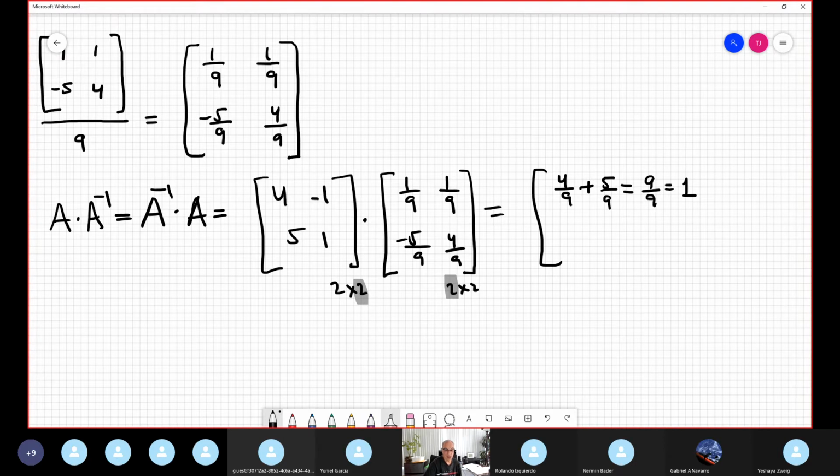Now, when you multiply this times this, it's obvious that it's 0, because 4/9 minus 4/9. When you multiply this times this, it's 0 again. And when you multiply, that is 5 times 1/9 plus 4/9, which is also 1. And you get the identity matrix.